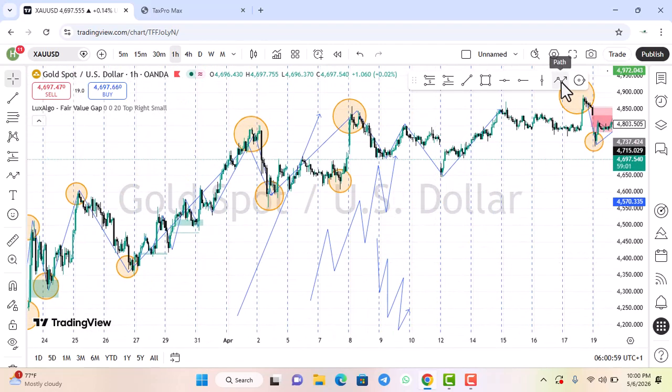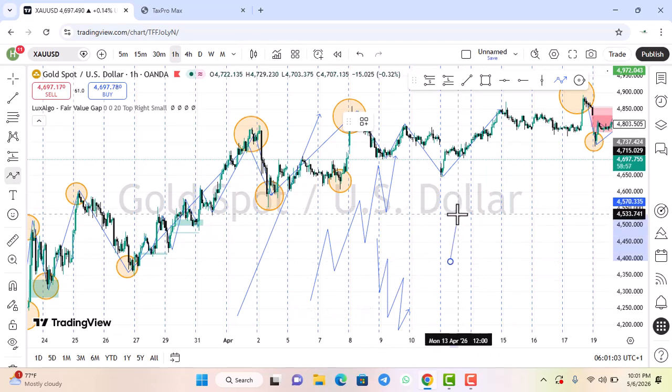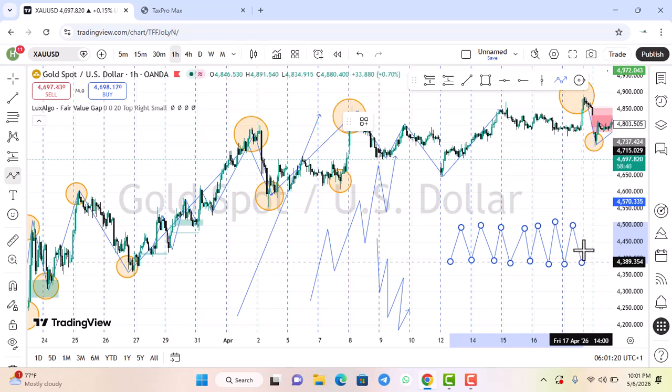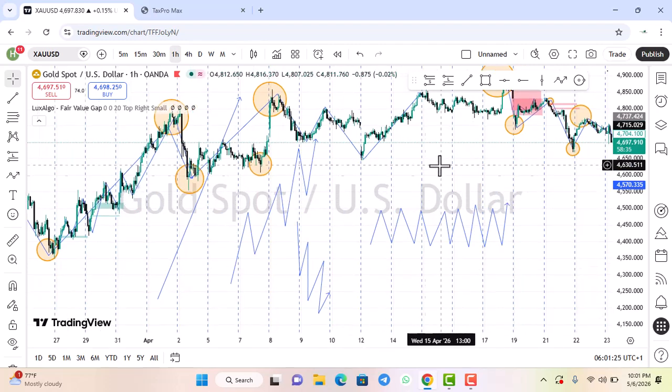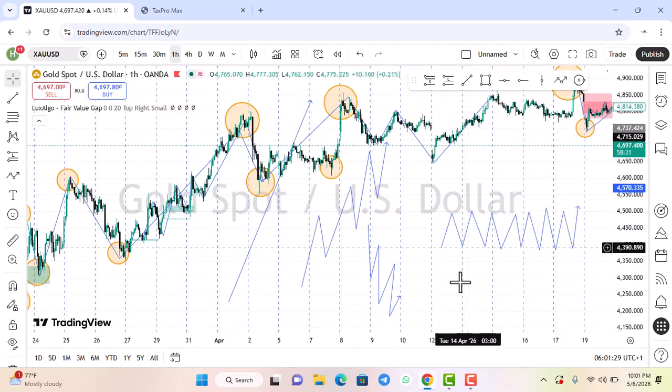So if the market is not ready to create this pullback, then it will start moving sideways. That is what we call indecision, right? When price is moving sideways like this, there's an indecision. The buyers and sellers are not ready to make a decision, right? So that's why the market moves sideways like this.